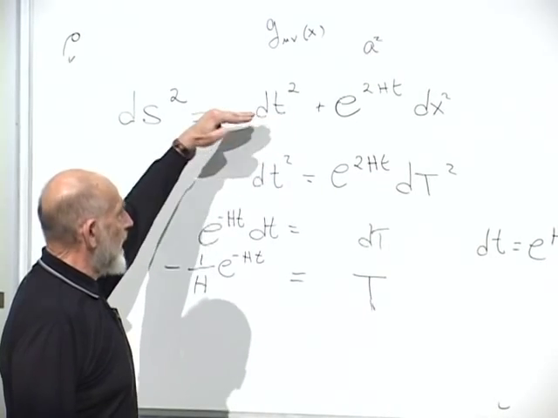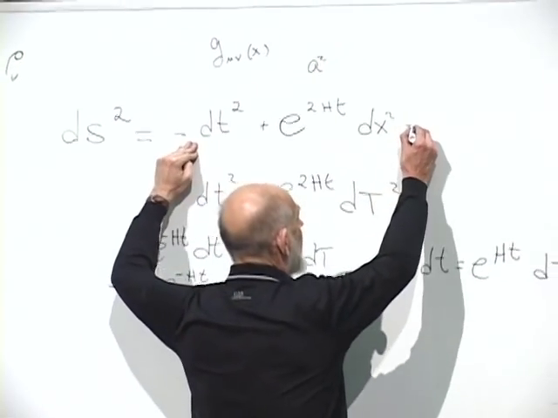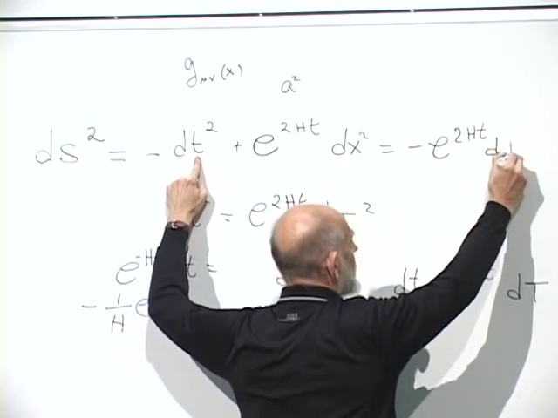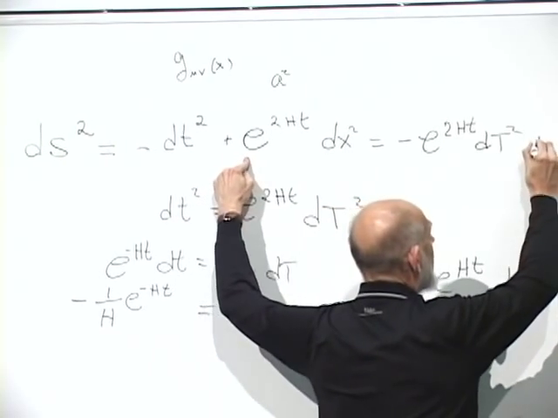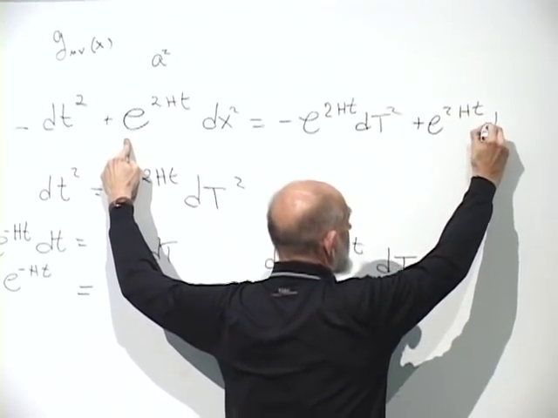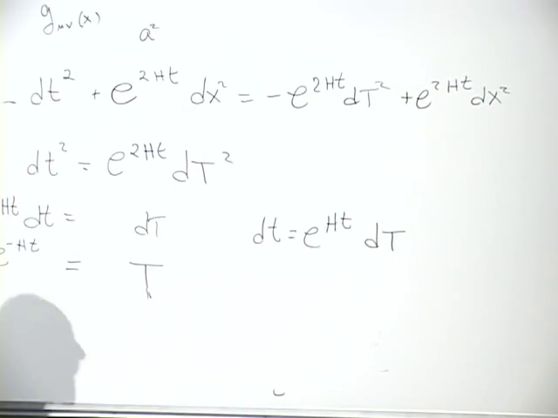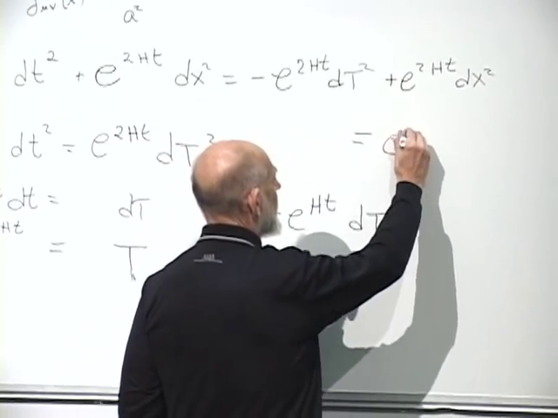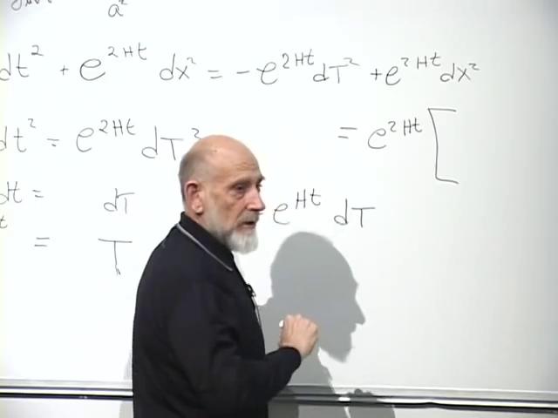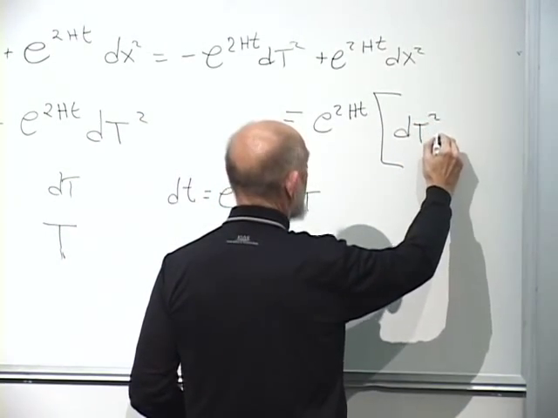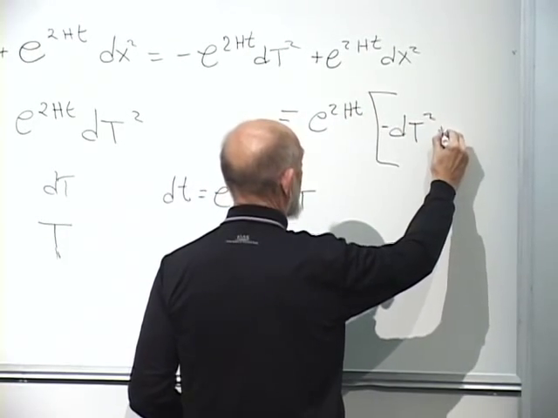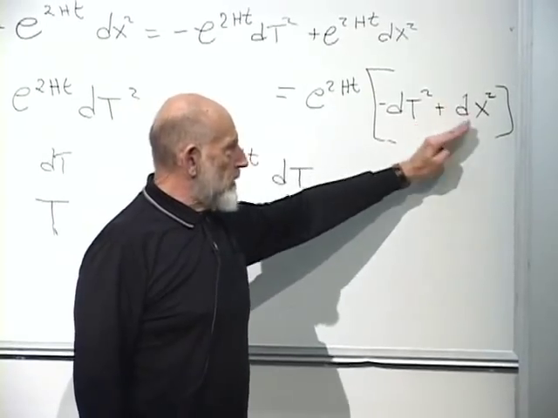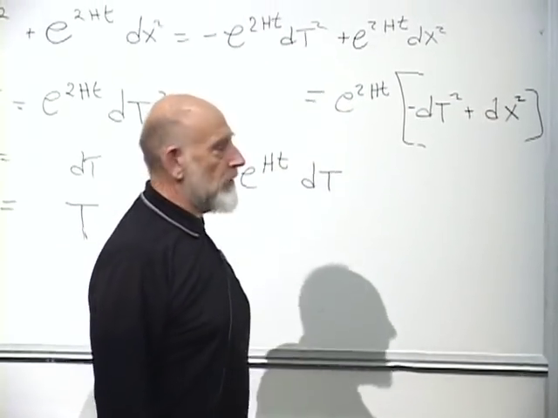And now we come to this metric over here. We have minus dt squared. So this is equal then to minus e to the 2ht, the big t squared, plus e to the 2ht, the x squared. In other words, I've engineered it so that the e to the 2ht would come on the outside. It would be equal to e to the 2ht times the common Minkowski space metric. This would be the metric of ordinary flat spacetime, minus dt squared plus the x squared plus the y squared plus the z squared, but it has this factor in front of it.